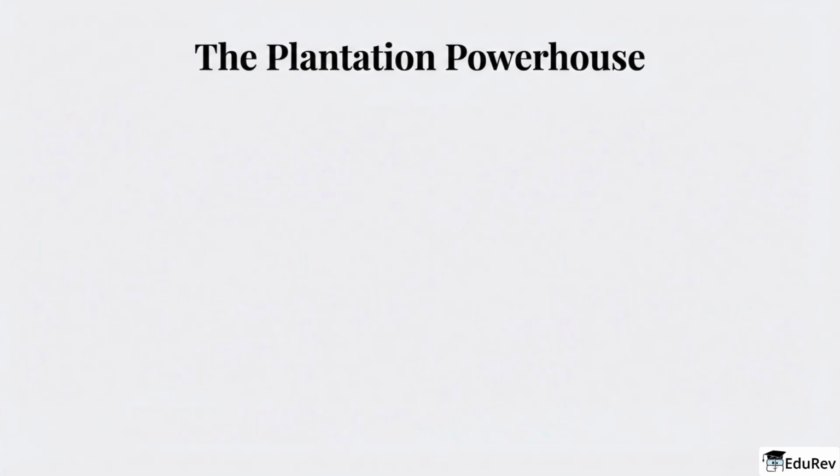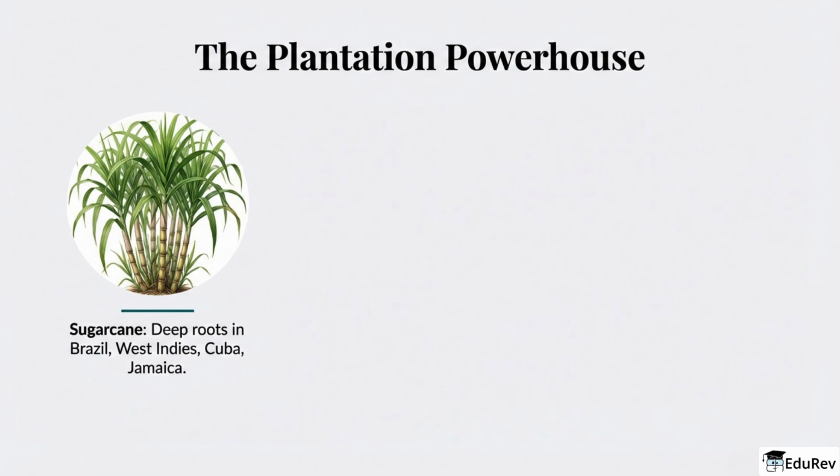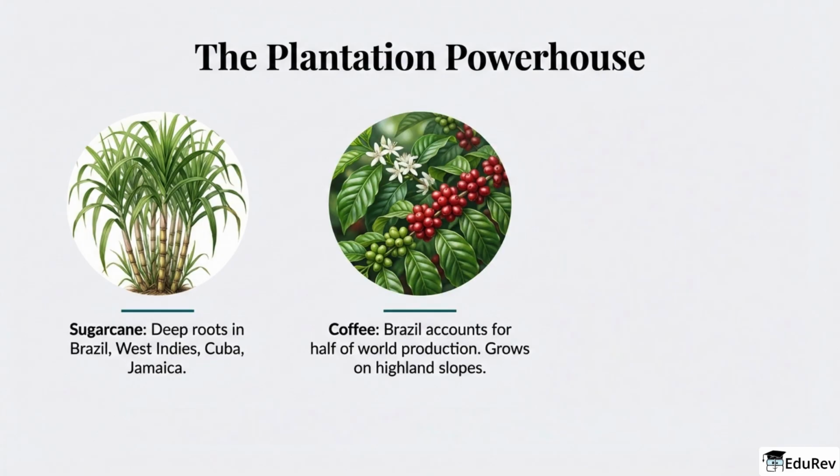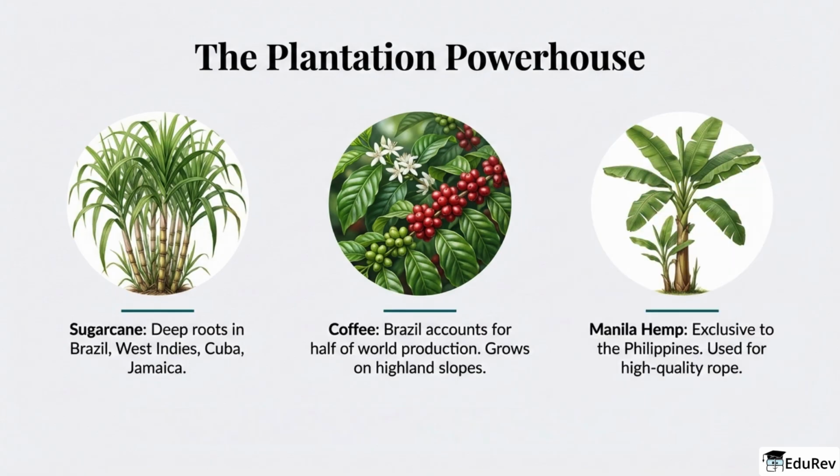Now move to the economy. And this is where the tropical marine belt becomes a plantation powerhouse. The first crop is sugarcane. Its deep roots suit these moist tropical regions, especially in Brazil, the West Indies, Cuba, and Jamaica. Then comes coffee. Brazil alone accounts for about half of world production, and coffee thrives especially on highland slopes. Then Manila hemp, which is associated with the Philippines and used for high-quality rope.